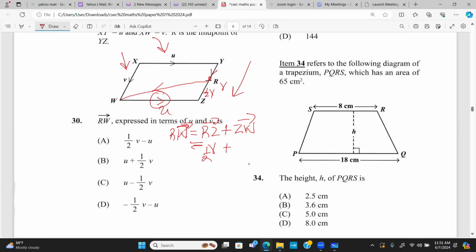Now we're going opposite to this arrow, going all the way, so it's going to be a negative U. So basically what we really have here is half V minus U, right? Half V minus U is at A. So you want to pay attention to the arrows that you got and make sure that you're flowing the right way. A is the answer.